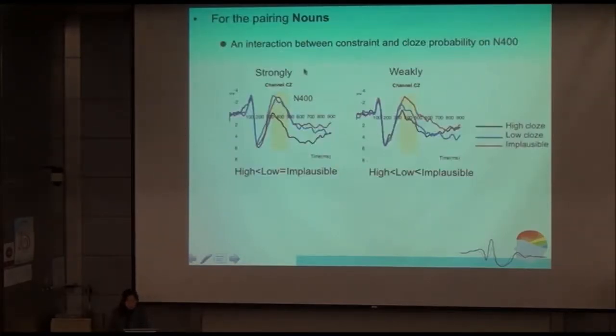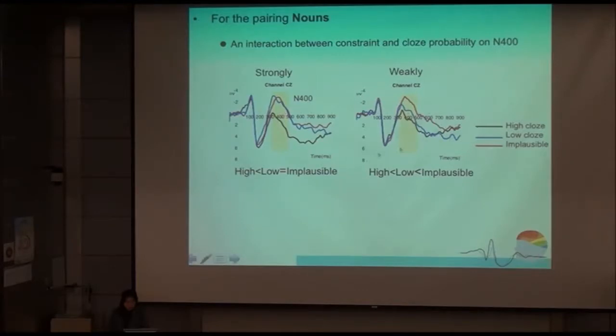And here is the data from the pairing nouns. We find an interaction between semantic constraint and cloze probability on N400. Basically, for the strongly constrained classifier, the highly expected noun will show the most reduced N400. But the low cloze nouns such as 一通流言 or 一顶斗笠 will elicit large N400s, which are not distinguishable from those elicited by the impossible noun.